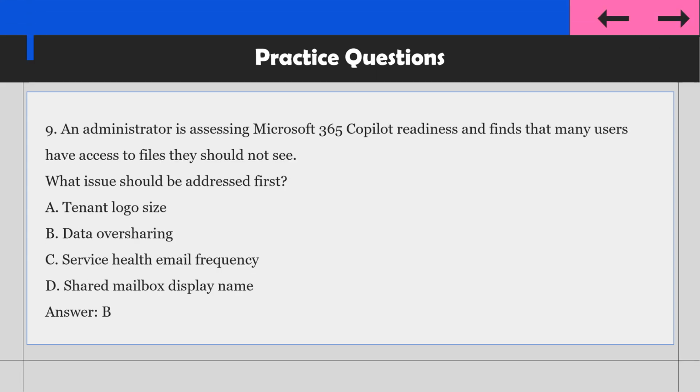9. An administrator is assessing Microsoft 365 Copilot readiness and finds that many users have access to files they should not see. What issue should be addressed first? A. Tenant logo size. B. Data oversharing. C. Service health email frequency. D. Shared mailbox display name. Answer B.